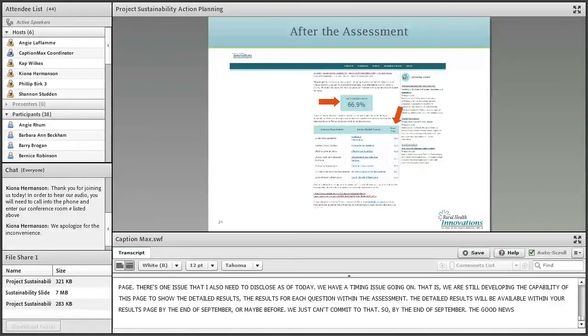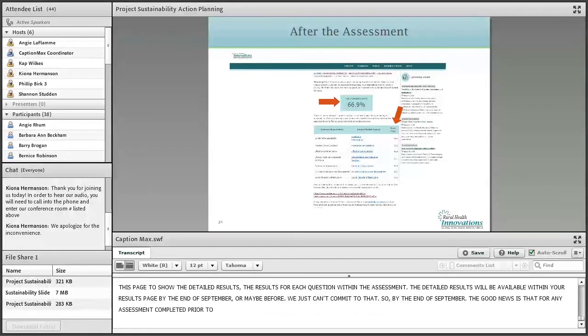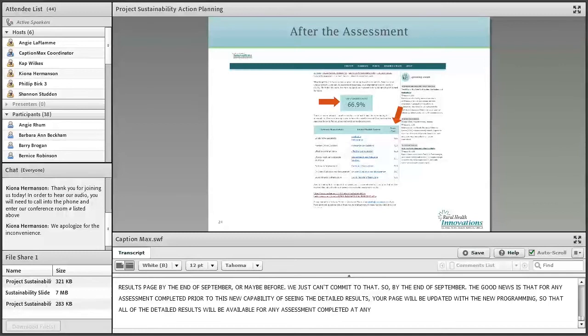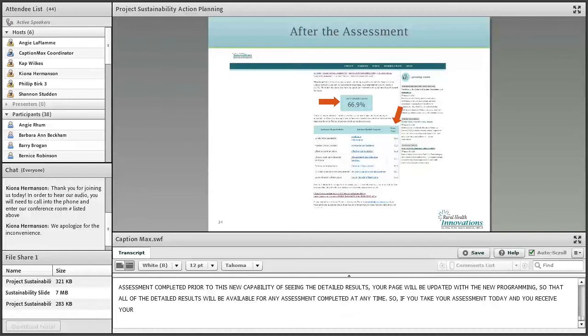And the good news is that for any assessment completed prior to this new capability of seeing the detailed results, your page will be updated with the new programming so that all of the detailed results will be available for any assessment completed at any time. So if you take your assessment today and you receive your results page, and it does not include the detail, if you go back to that same URL, your own unique results page, later on in the month, your detail will be there for you.